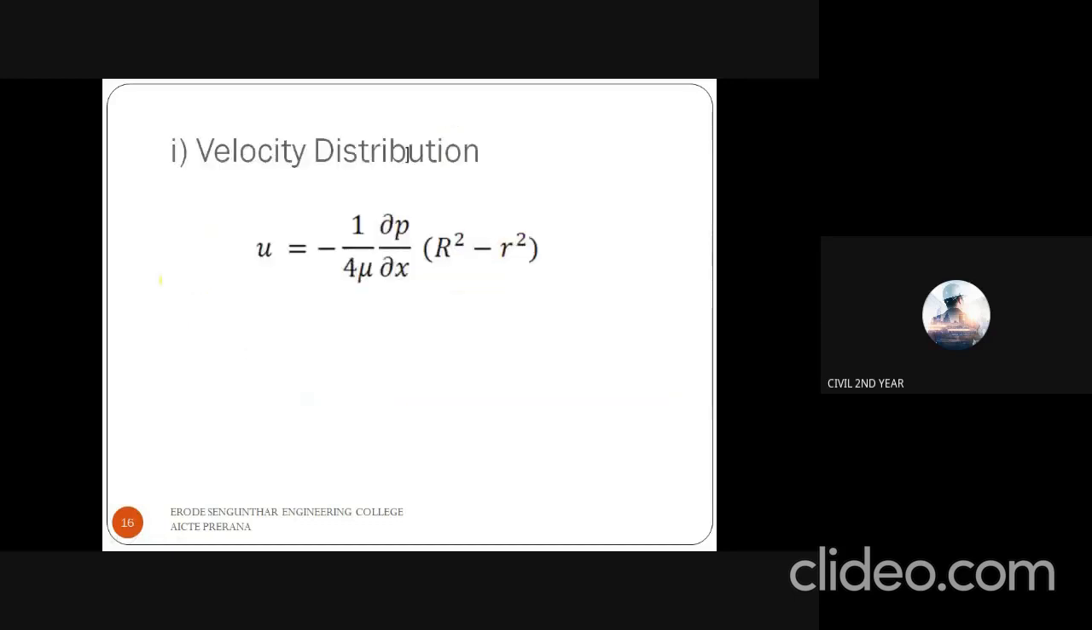So this is the formula for the velocity distribution, found from the derivation. Velocity we represent as u, where u is equal to minus 1 by 4 mu. Mu is the viscosity. ∂P/∂x is the pressure intensity gradient. Then capital R is the radius of the pipe, and small r is the radius of the small element we are considering. So your final velocity distribution formula is u equal to minus 1 by 4 mu ∂P/∂x into, in bracket, capital R square minus small r square. So this is the velocity distribution for the Hagen-Poiseuille equation.